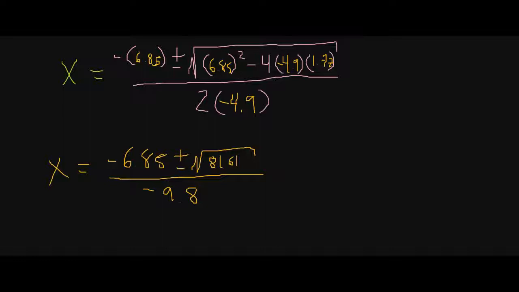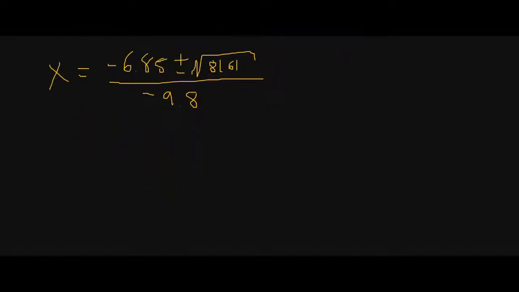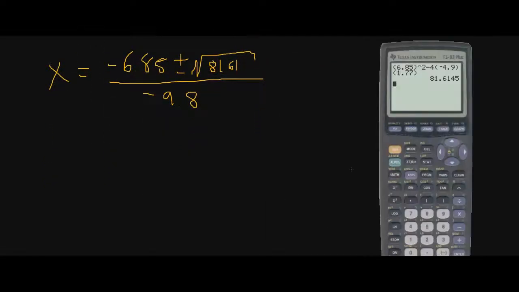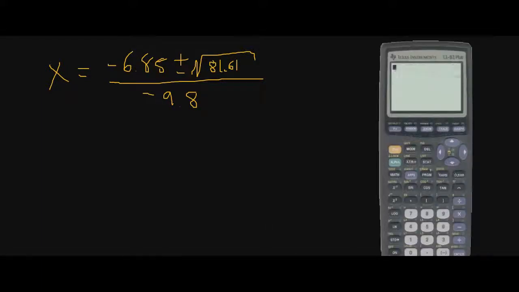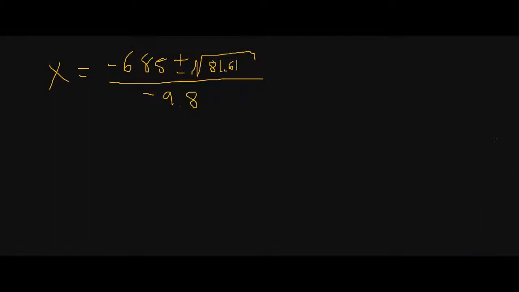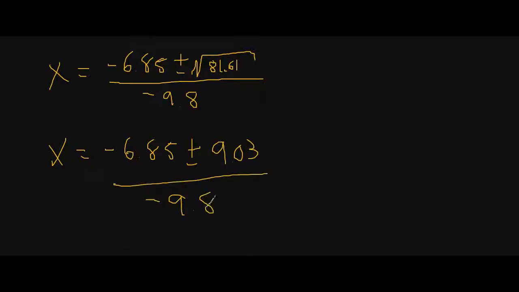Now that we have these, let's simplify this. The square root of 81 is 9, so we should get something close to that, right? The square root of 81.61 is 9.03. So we're going to get x is equal to negative 6.85 plus or minus 9.03, all divided by negative 9.8.